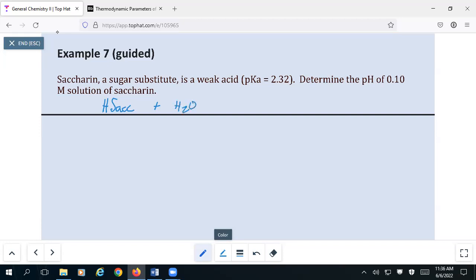So I've got whatever that acidic component of saccharin is reacting with water to make hydronium, and whatever is left over from that saccharin molecule after the hydrogen ion is donated. Initial concentration, we have 0.10 molar saccharin.